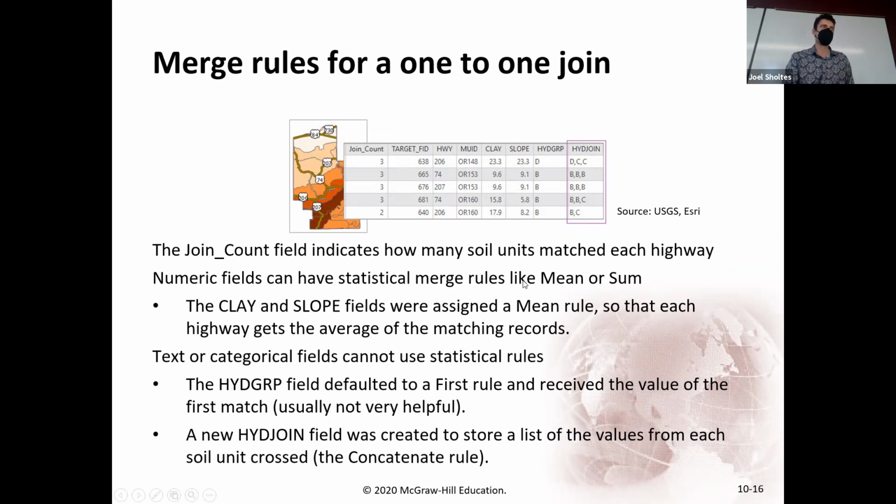There's other options we can do too. So if you have numeric fields, you can take an average or some other statistical analysis, or you could do a sum. So for example, percent clay right here, right? You could do the average percent clay for all the different things that it intersects. It's going to be a coarse thing, right? Because you're not weighting it by the length, but it's just something else you can do.